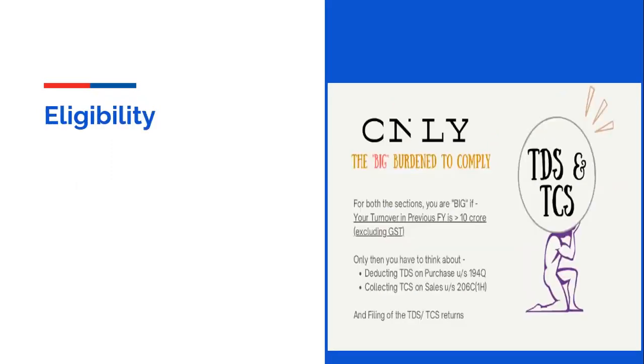Eligibility. Now your organization is eligible if it has exceeded 10 crore turnover. Then you have to think about deducting TDS and collecting TCS under section 194Q and 206C1H, and also filing the TDS and TCS return.